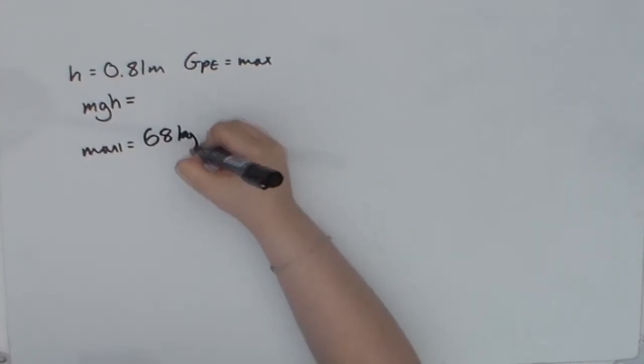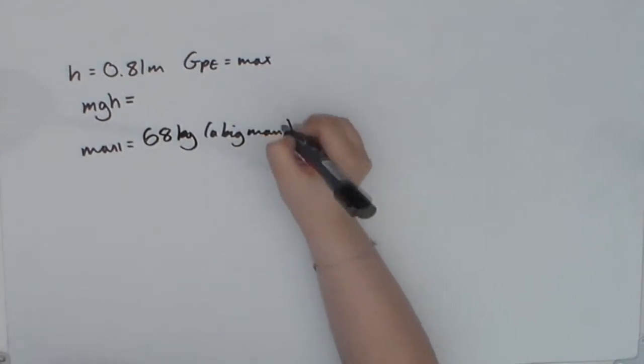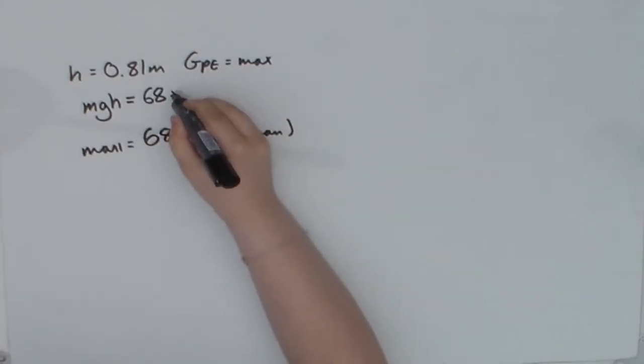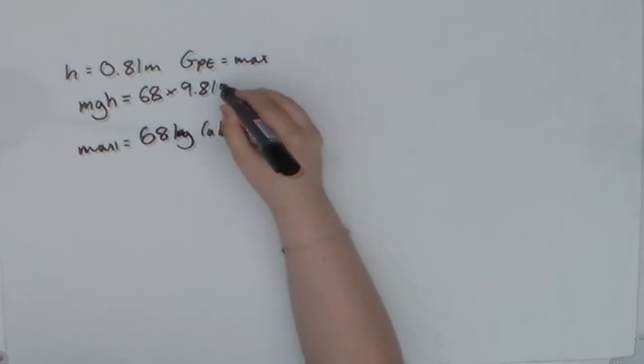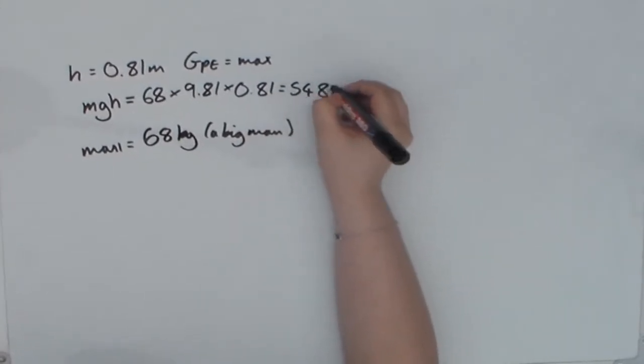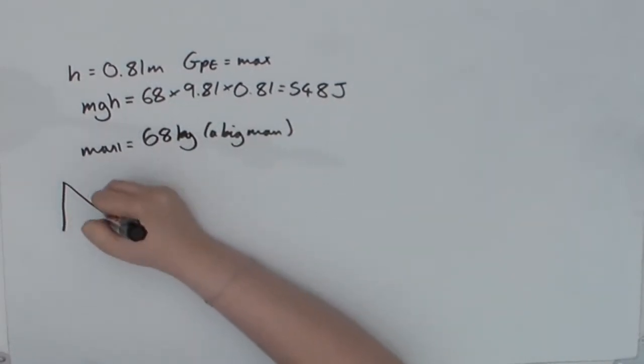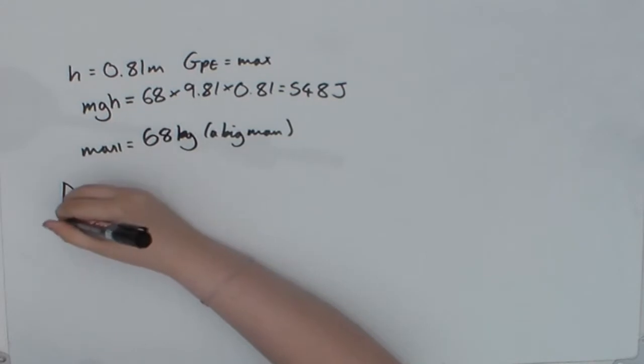For a mass, we're going to assume that Falcon is an average weight for a man around 6 feet tall because, let's face it, this boy is huge. So that puts his mass at around 68 kilograms or 150 pounds and gives him a gravitational potential energy of 548 joules. However, at his maximum height, Falcon still has a horizontal velocity.